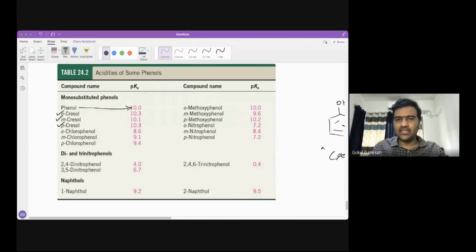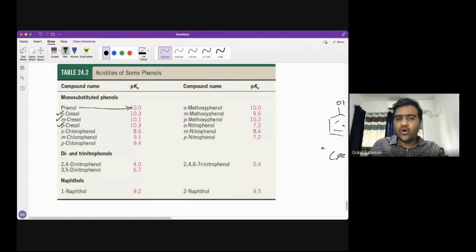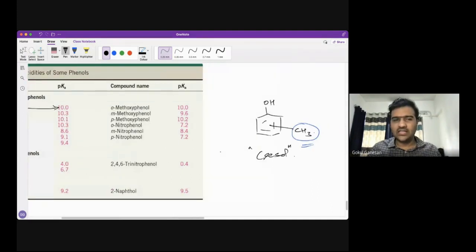Right? And what is the relationship between pKa and acidity? It is inversely proportional, right? So as the pKa value increases, you can account for the fact that cresols are less acidic as compared to phenol. And you can reason that based on the presence of an electron donating substituent on the phenol itself. Look at orthochloro, metachloro, and parachlorophenol. Isn't that a classic example?